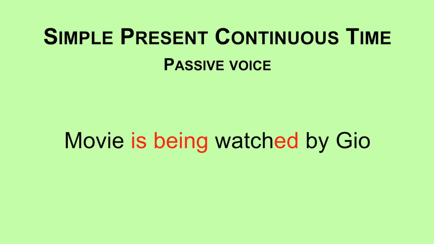What is the example for present continuous passive voice? Movie is being watched by Gio. The Gio is not active. What is the meaning of present continuous passive voice?